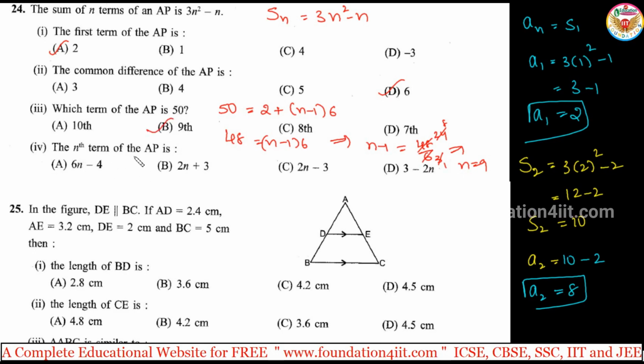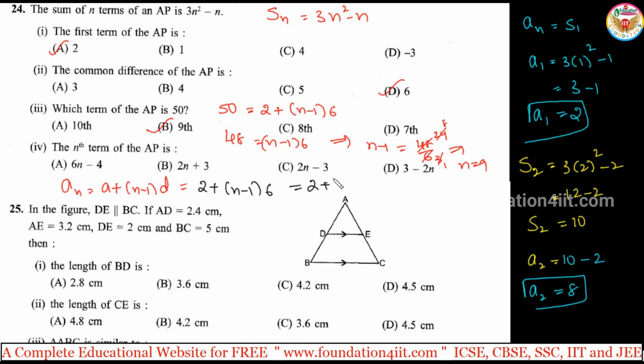And the nth term of the AP. So nth term means just an is equal to a plus n minus 1 into d, is the formula, right? So substitute here. a is equal to 2. So 2 plus n minus 1, d is 6. You simplify this: 2 plus 6 into n minus 6. So 6n, 2 minus 6 is minus 4. So 6n minus 4. So option A. Just substitute the formula, then the a value and d value in it.